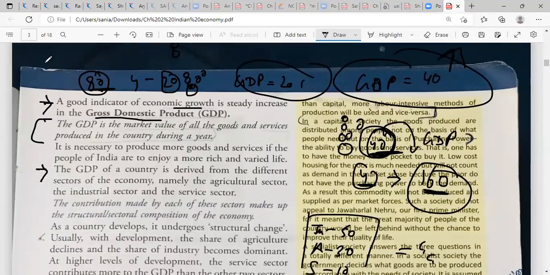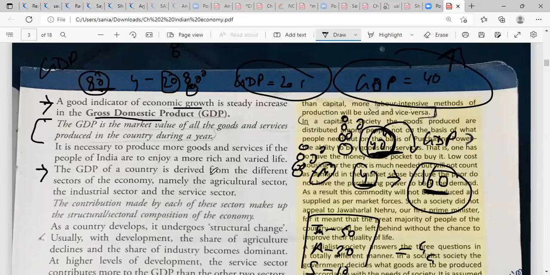Now, ma'am, how will we calculate growth? In terms of GDP, right? A good indicator of economic growth is a steady increase in GDP, which is the market value of goods and products. GDP is basically, for example, this necklace you produce. What is the market value of this product? So this is the GDP. Okay. And from where will you get the GDP?